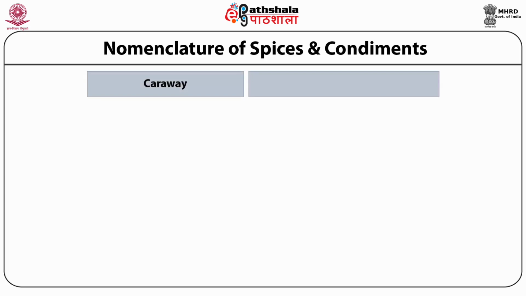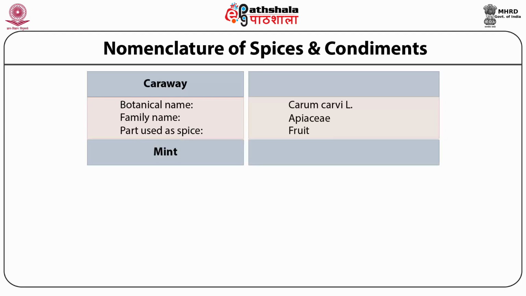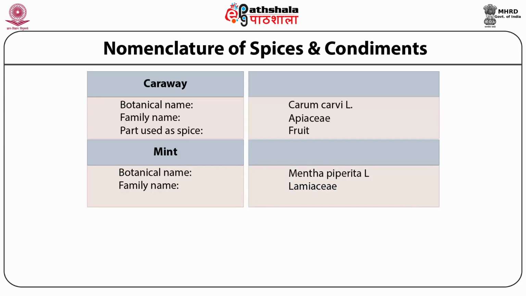Caraway. It's botanically called as Carum carvi, and it belongs to the family Apiaceae. The part of the plant used as spice is the fruit. Mint. It belongs to the family Lamiaceae, and is botanically called as Mentha piperita. The part of the plant used as spice is the leaf.